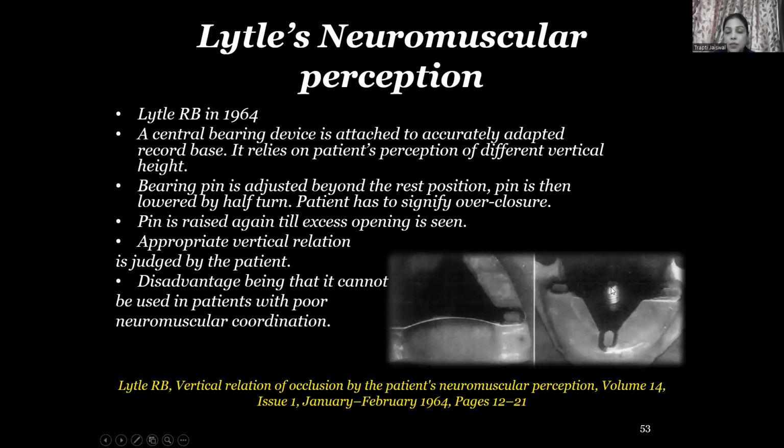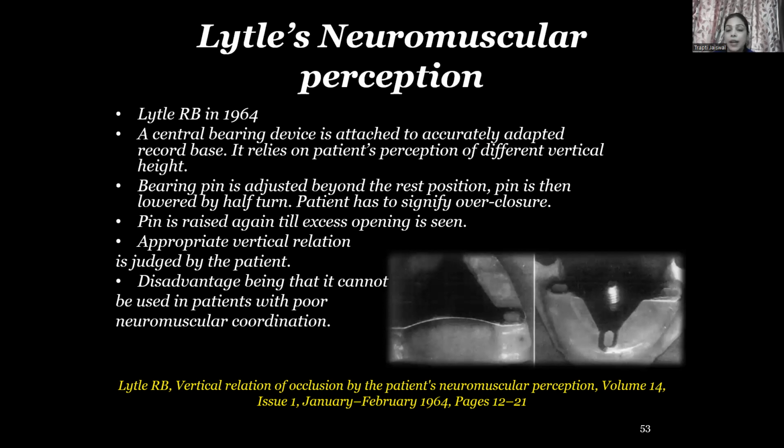See, as soon as the pin is opened, the patient's mouth is open, and we lower down the rim slowly until the patient feels he has reached a comfortable rest position. We repeat this until excess opening is seen, and the approximate vertical relation is then judged by the patient, because this method depends on the patient's neuromuscular perception. When he feels, yes, now he is in the rest position.